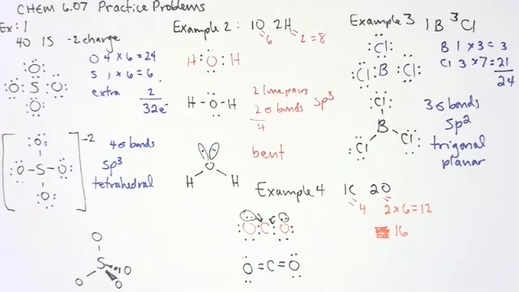Now, when I want to decide what I have for hybridization around my central atom, which is here, I have 2 sigma bonds. Well, what about these other 2? Those are pi bonds. Those don't count. It's sigma bonds that determine the hybridized orbitals. So my hybridization here is going to be sp, and I have 180 degrees. The only choice I have here for geometry is linear.